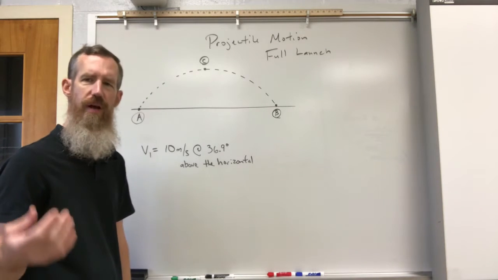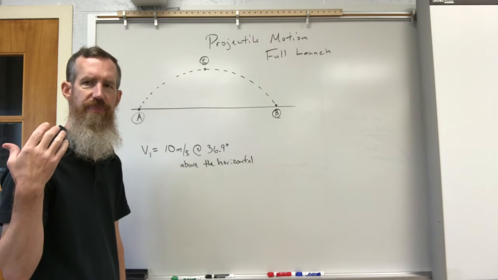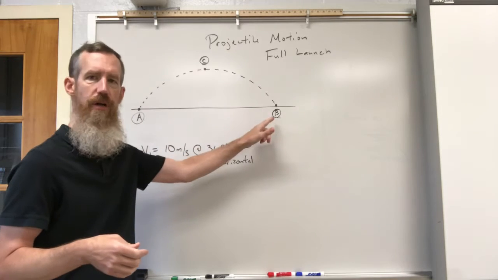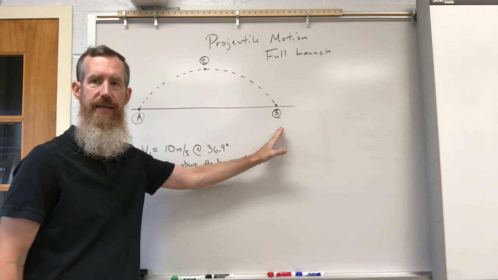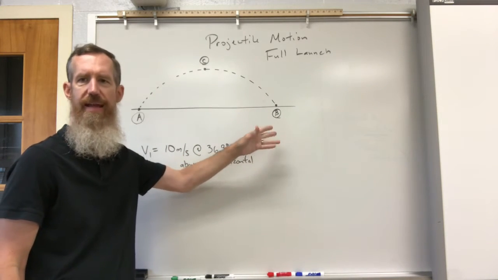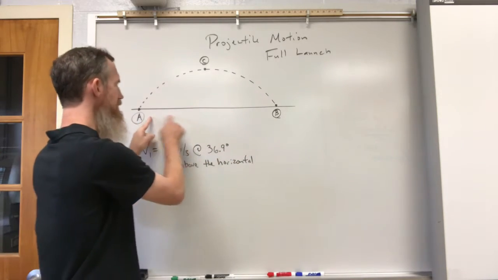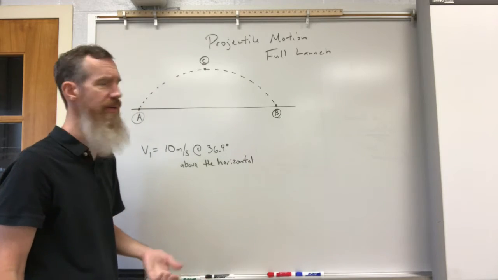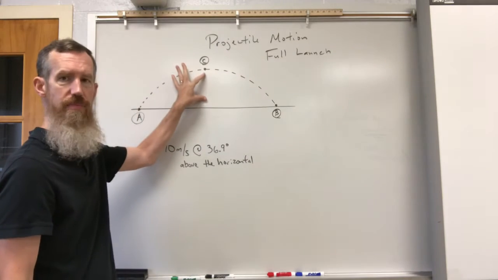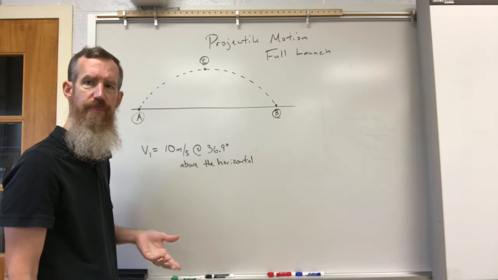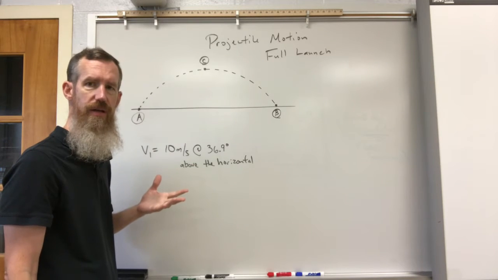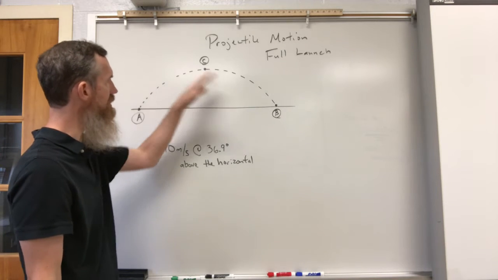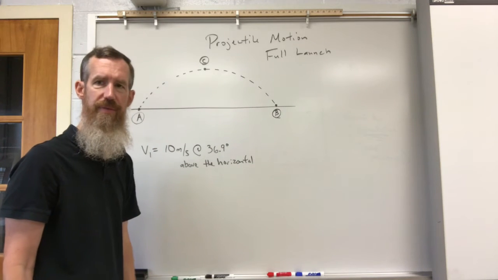So I can ask you a bunch of things. I can ask you, well, how long did it take to go from launch to when it landed? They call that hang time. What was the distance between where it was launched and where it landed? That's called the range. How high did it go at maximum height? And you can also ask, what are the velocities along any point really along this path?